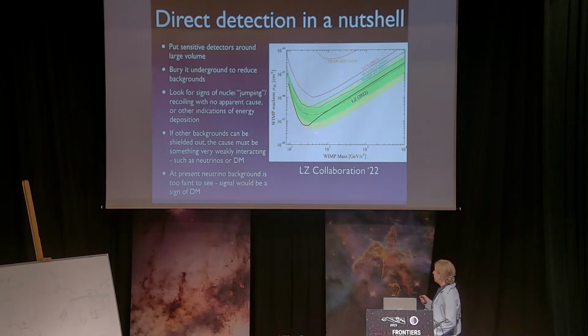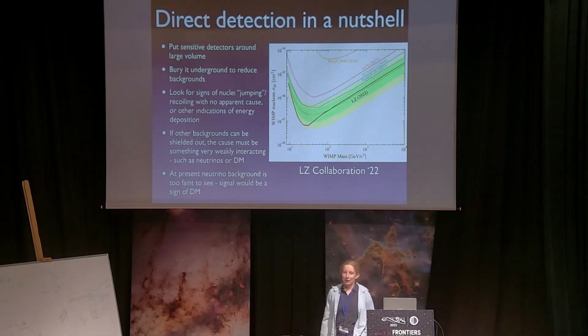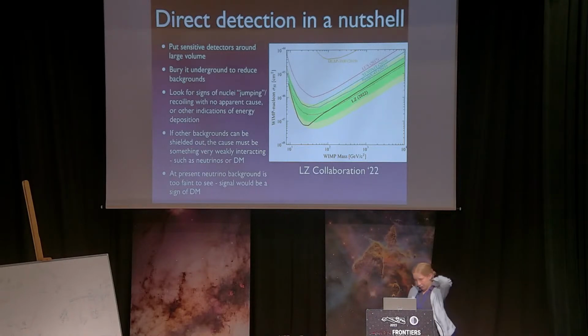The cross-sections being probed here are down at the level of 10 to the minus 47 square centimeters, which are incredibly tiny cross-sections. These are some of the tiniest cross-sections we have ever probed in any context.